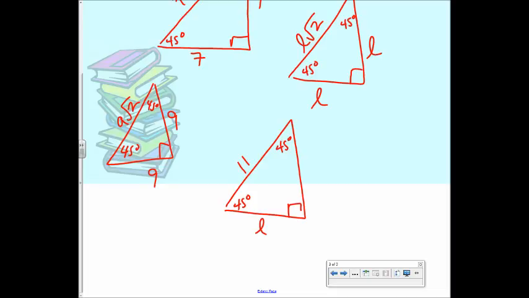This is L, right? This is our L leg. What's this one in the, let's call it the parent triangle? What's this one? It's the hypotenuse. So that means if this is L and this is L, this is what? L radical 2. So that means 11 equals what? L radical 2. So then how would I get L by itself to figure out what L is? Divide by radical 2.